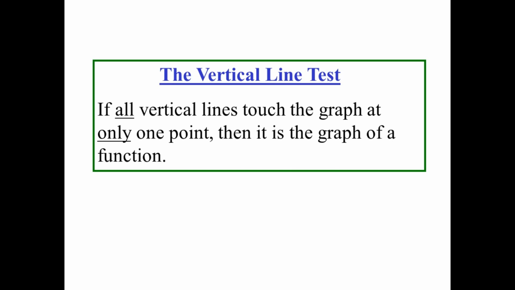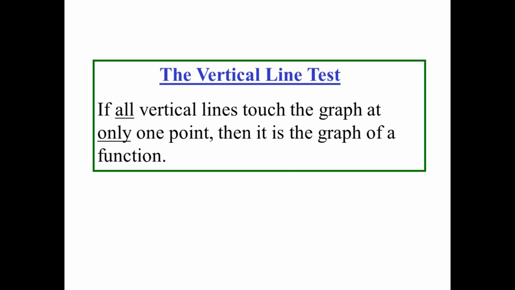Oftentimes, functions are represented by graphs. A graph is, for example, a line on a Cartesian grid. And every single point on that graph represents an ordered pair, because every point on the grid has an address called the ordered pair, or the coordinates of the point.